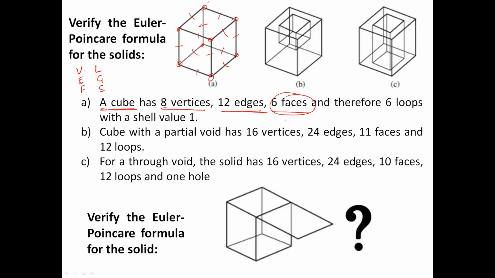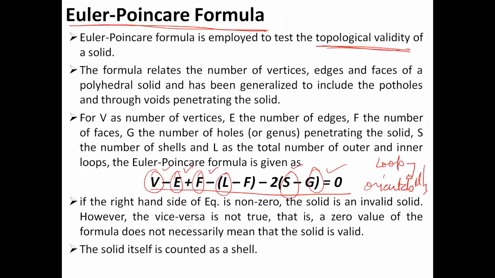Now, since there are 6 faces, on each face there will be an orientability. Okay? So how many orientability curves are there? 6. Okay? And since it is a single solid, the value of shell or solid, that is the S value, is equal to 1. Now let us substitute it in this formula.